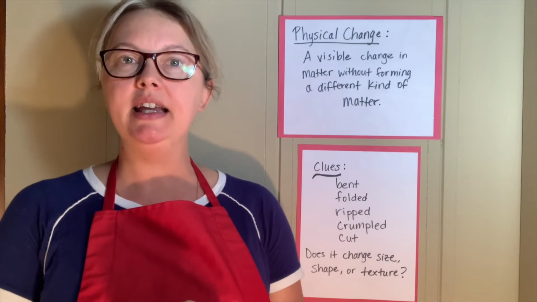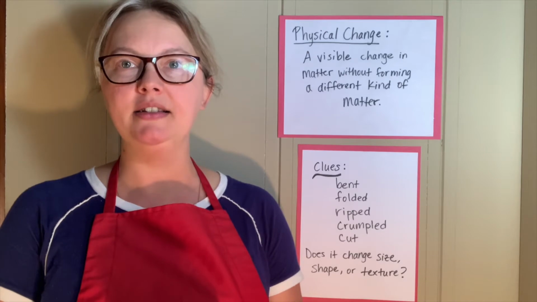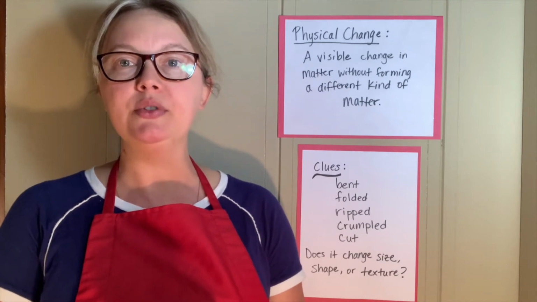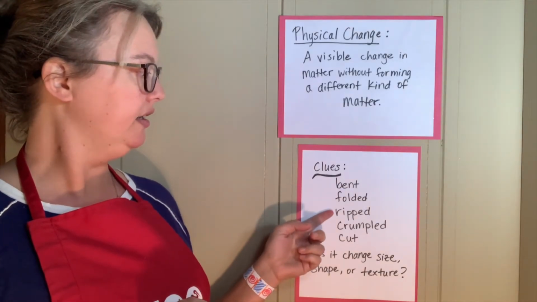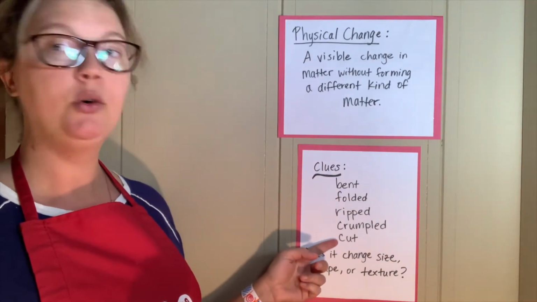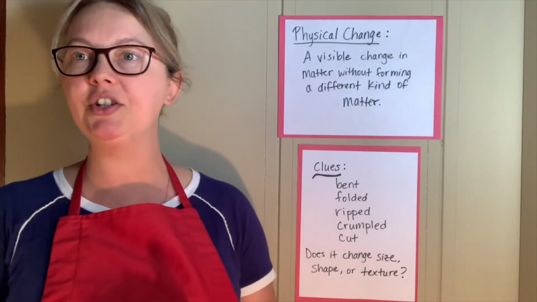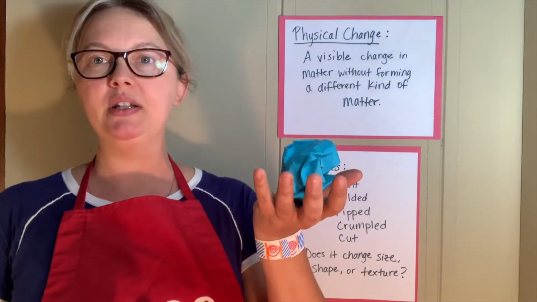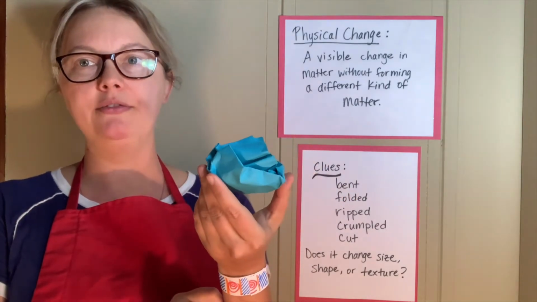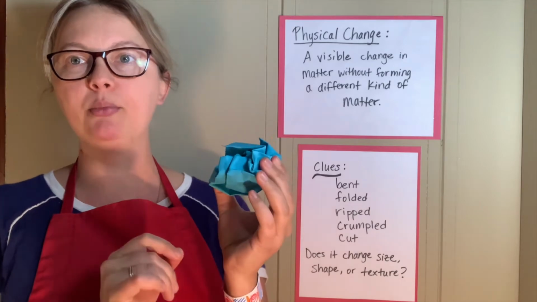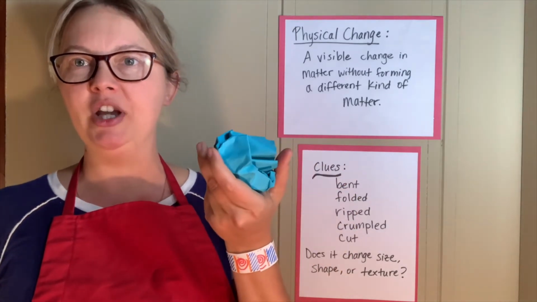Louisiana. Today, we are going to dive deeper into physical changes in science, and we're going to look for clues like, can it be bent, folded, ripped, crumpled, or cut? Does it change size, shape, or texture? We are going to be using paper today, and as you can see, I have a piece of paper that is not flat and thin, but it is crumpled into a ball. That is our first example of a physical change.